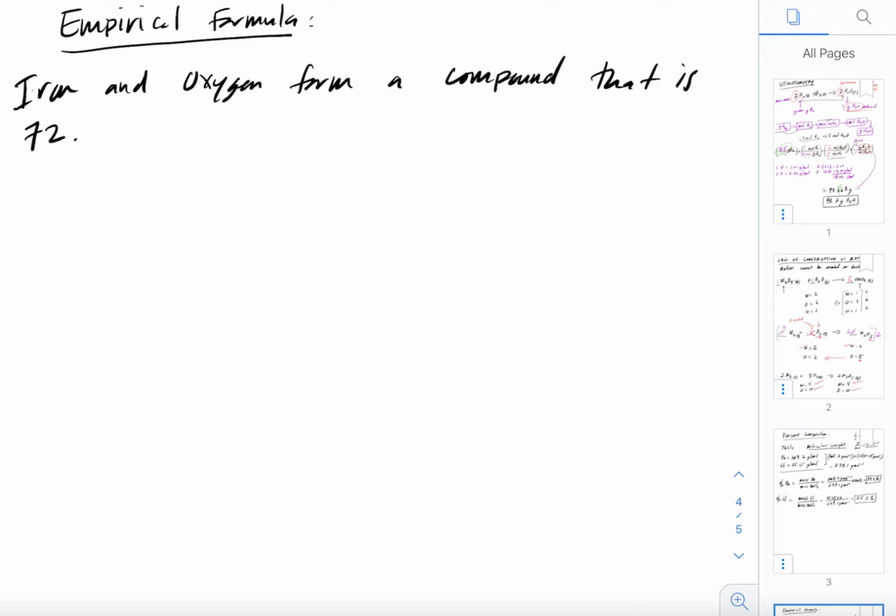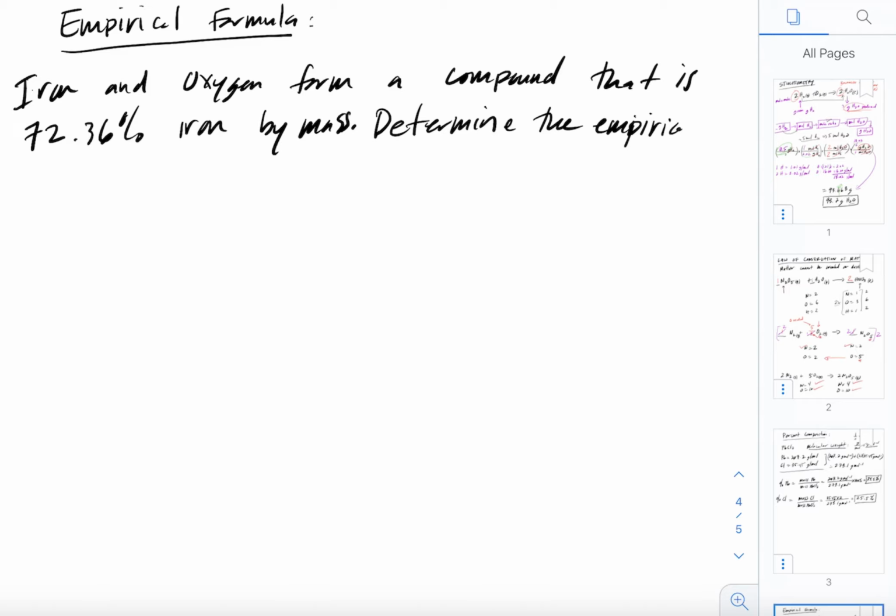That's important. And we're going to give you information about just the iron. We're going to say it's 72.36% iron, and that's by mass. Okay, now that's important. That's by mass. That's generally how you'll be given it. Because there's only two elements, iron and oxygen, you don't need to be given any information about oxygen, because you can determine this. Anything that's not iron is oxygen by mass. So it's asking to determine the empirical formula.